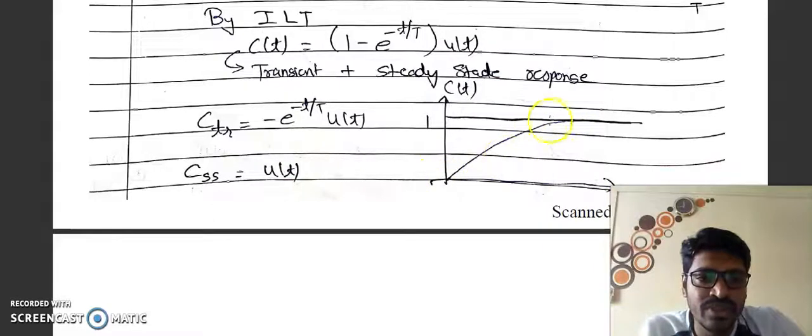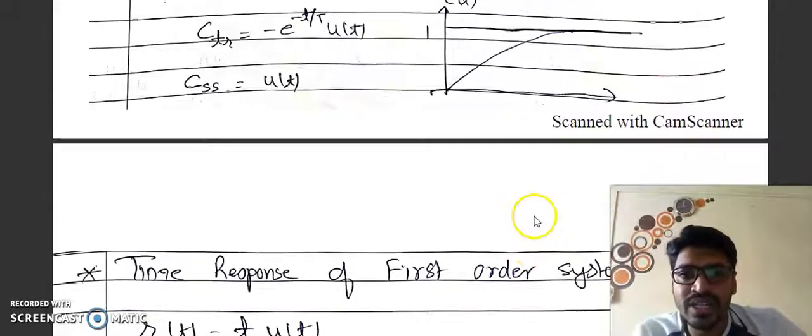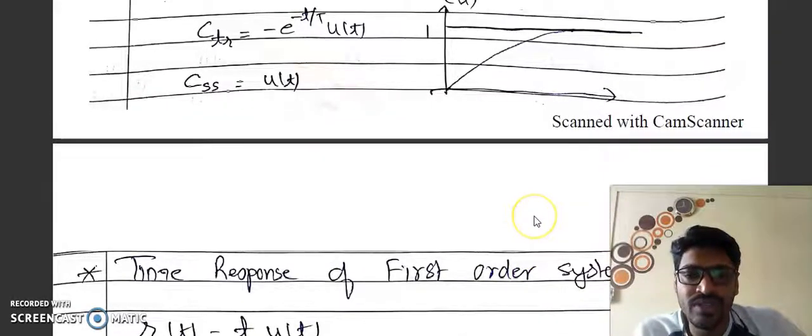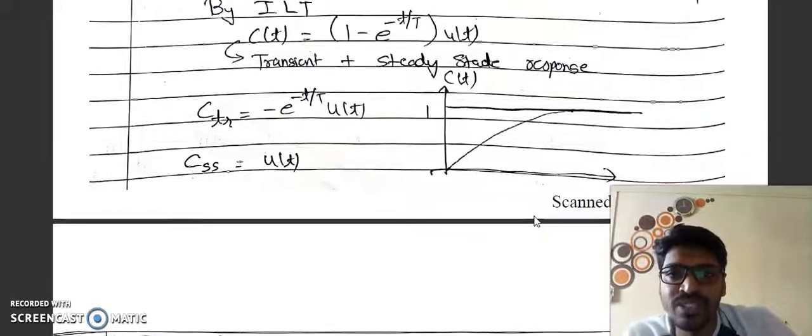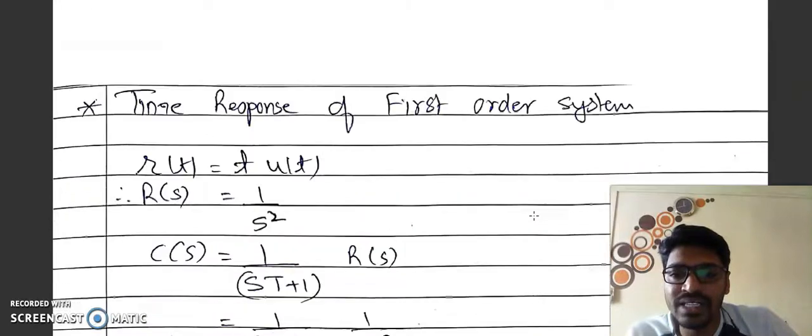So this will have two parts, right? Until it becomes steady, this response is called the transient state response, and when it becomes steady, it is called the steady state response. So this was the response of the system to unit step excitation, right?